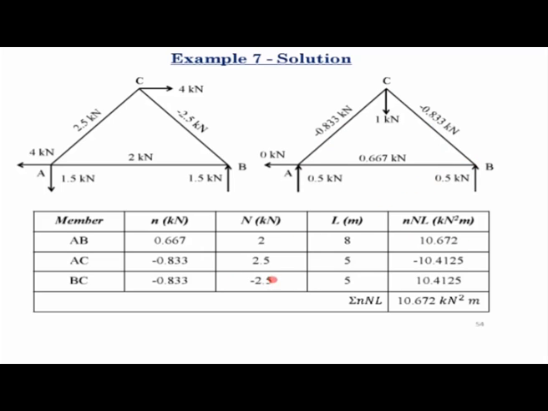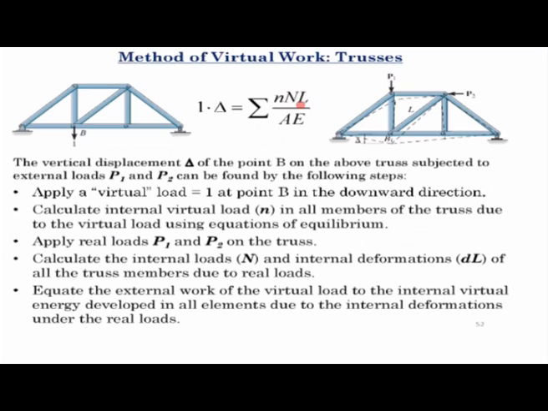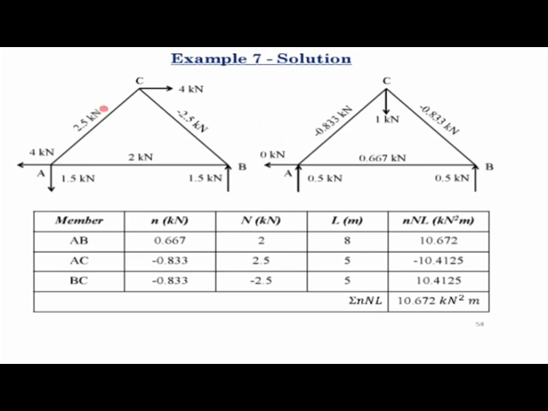Now we have to calculate the term small n into capital N into L over AE. Small n here is the member force due to the virtual load, and capital N is the member force in each of the truss members due to the applied loads. All these are representing capital N in each of the members, and these numbers are small n. So we have put them down in a table. There are also the terms A and E in the denominator, small n into capital N into L over AE.